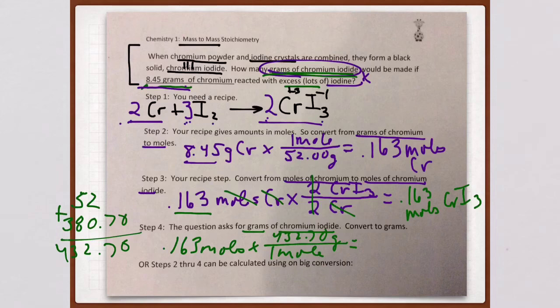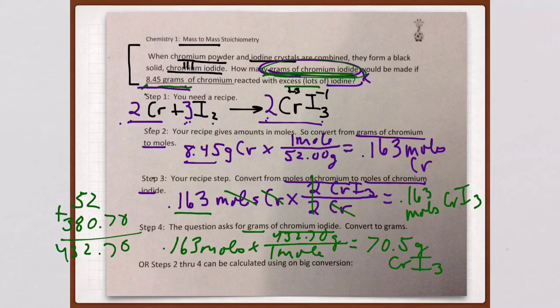Let's see, 432.7, and now we're going to multiply that by 0.163, and so that means it's going to make 70.5 grams of chromium iodide. Okay? Now, that's our answer. That was what we were looking for. And notice we went through 1, 2, 3, 4 steps to do that. Okay? It can actually be done in one big conversion. So that's what I'm going to show you on the next page, is one big conversion.